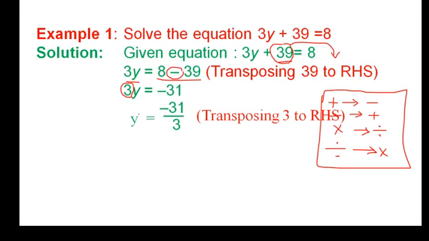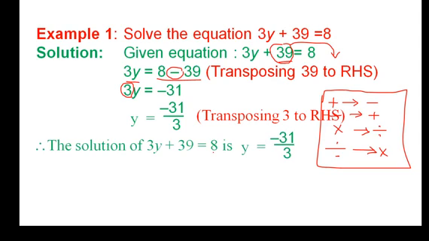That means transposing 3 to RHS. In between 3 and y we have no symbol, so we have here a multiplication sign. If any symbol is not given, we have to take the multiplication sign. So 3 into y. 3 into y means we have to transpose to the right side. It goes to the denominator, that means divided by. So by 3. This is the solution of the given equation, which is minus 31 by 3.